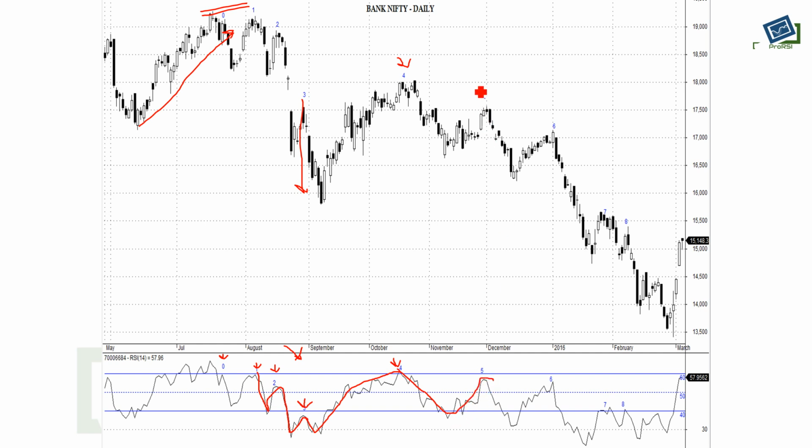Again on point 5 it came up, tried to cross the 60 levels, was unable. Again on point 6 it was unable to cross the 60 levels. And on points 7 and 8 you see it is taking resistance at the 40 levels. Now this is a very fabulous thing. I just love this thing. Now see, whenever it takes resistance at the extremes, see the move that it gives. Similarly, you go and check it with the bull market.